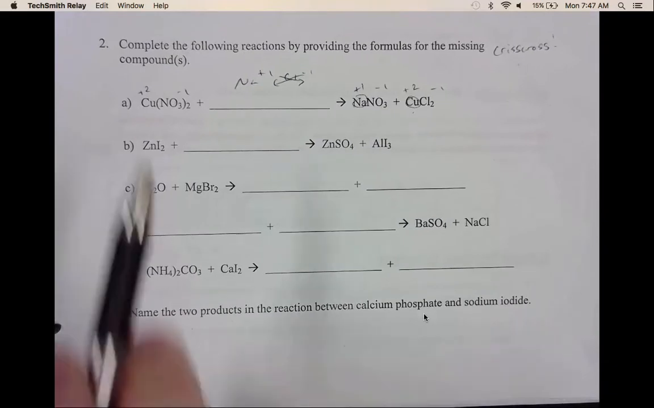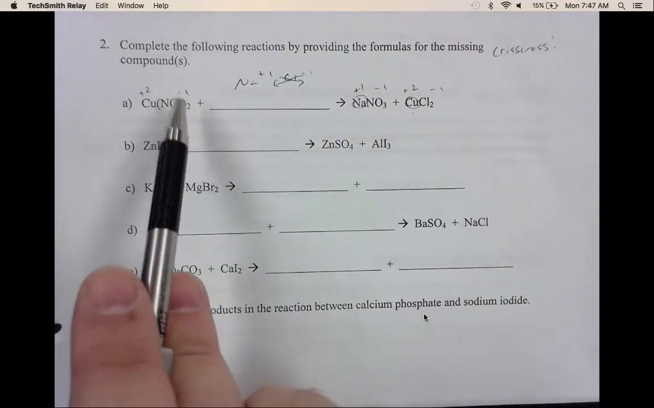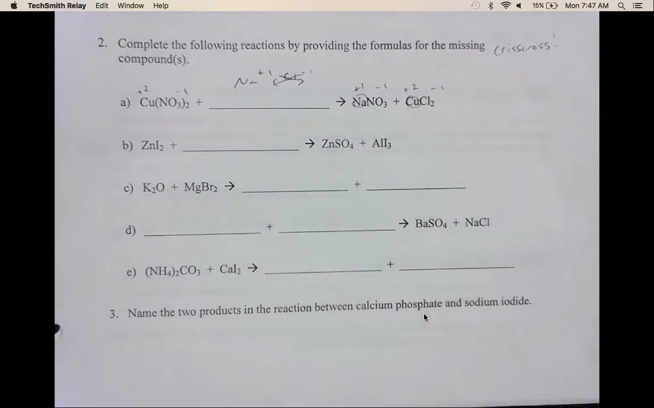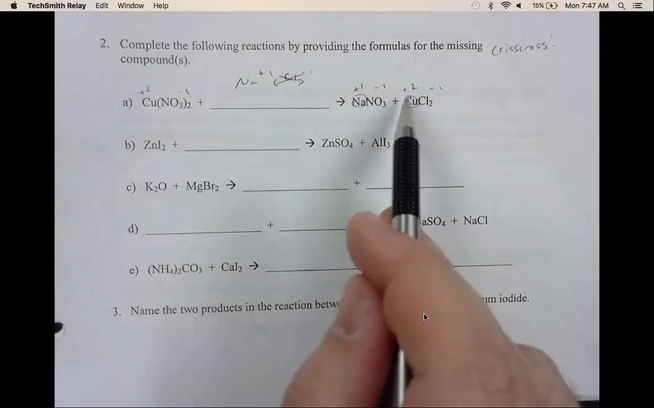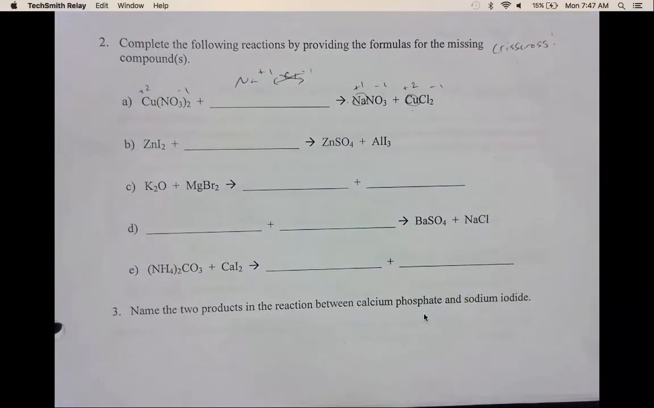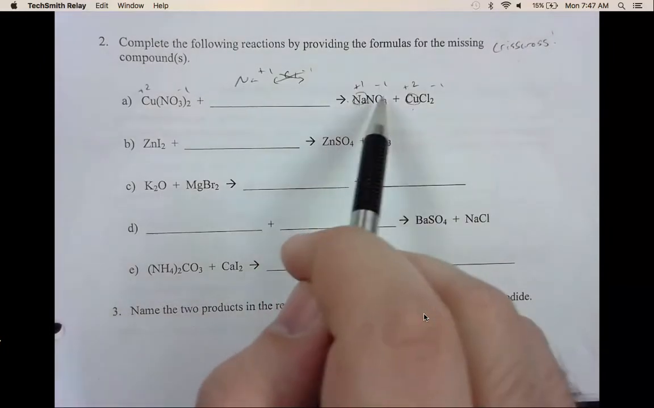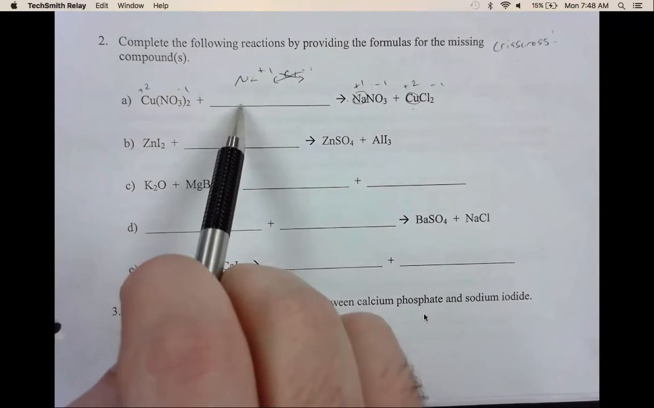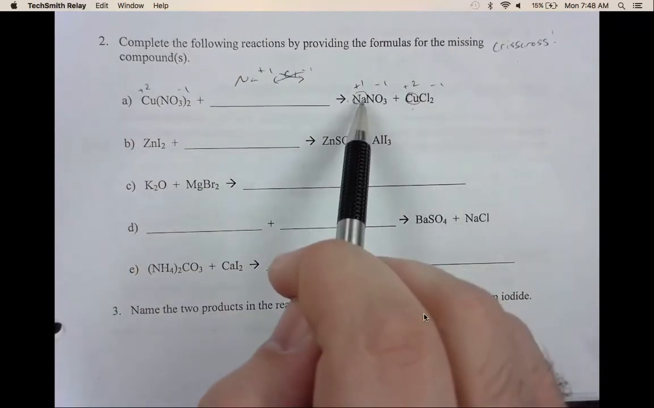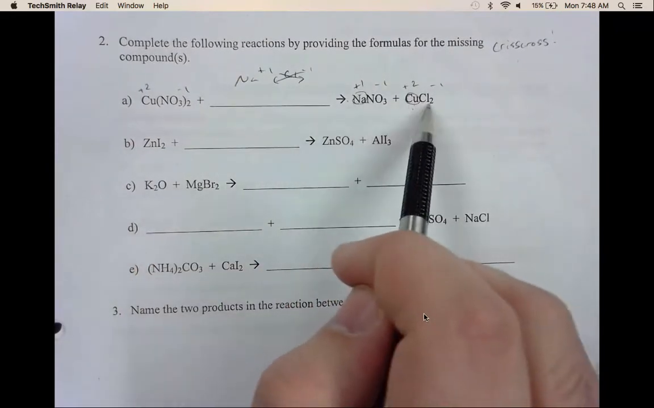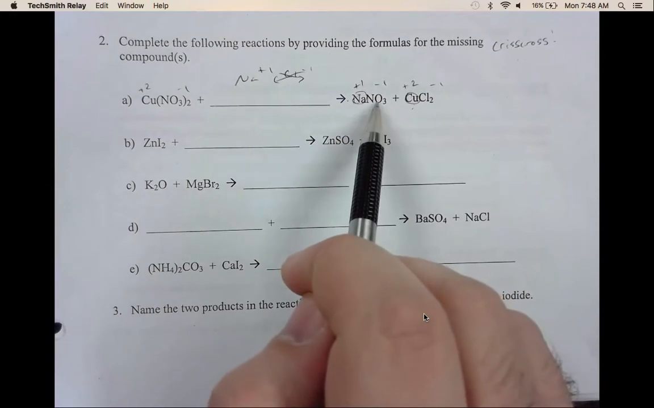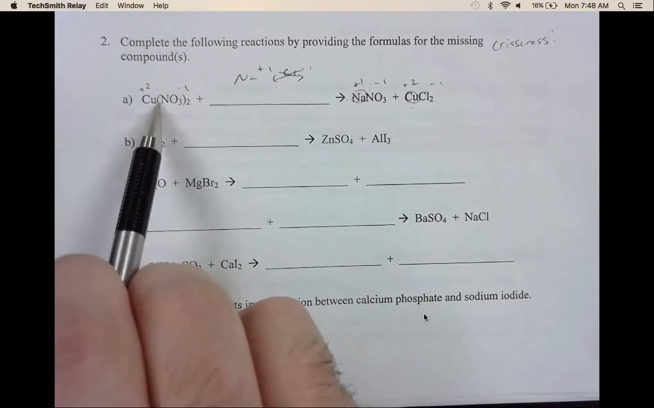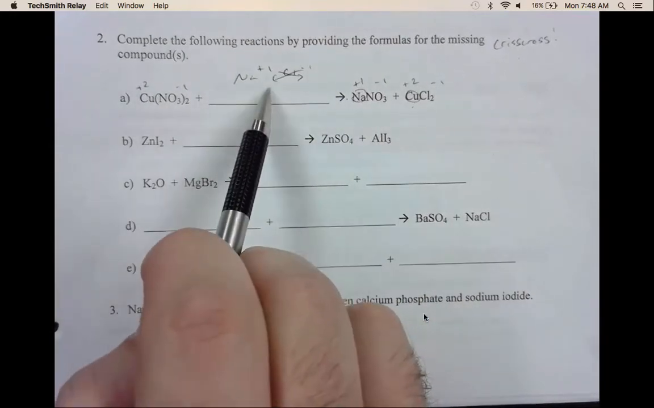So when you're solving these, remember you need to identify the charges of each ion, and then remember the positive ions are going to trade places. So in this case, the sodium and the copper will be switching places. So on this side of the arrow, it means you're going to have sodium bound to chlorine and copper bound to nitrate. That's what you see over here, copper nitrate. Now we just have to do the sodium chloride.